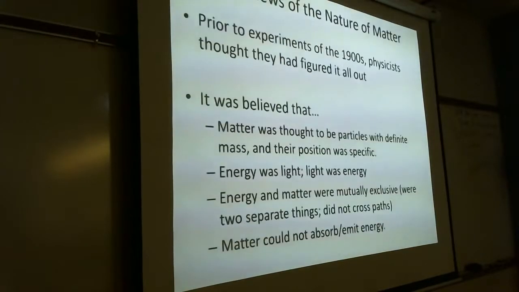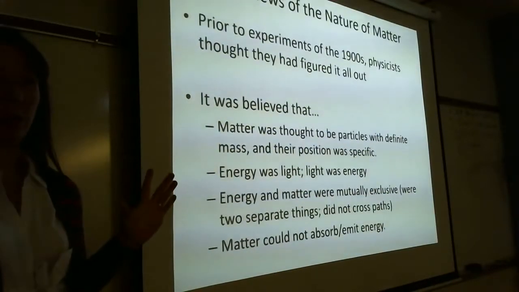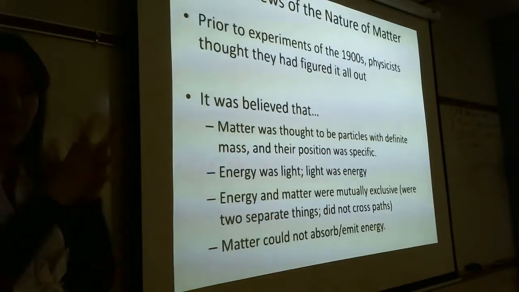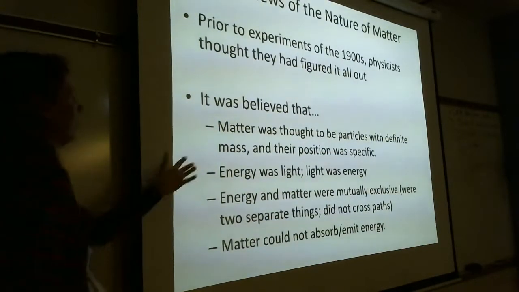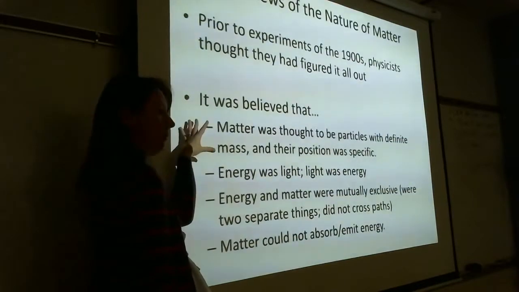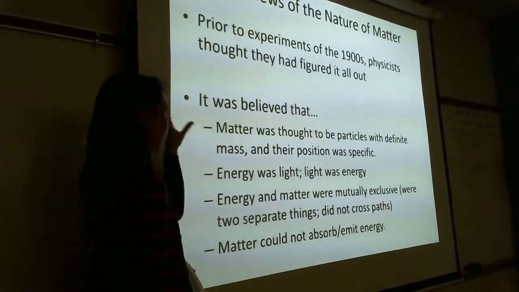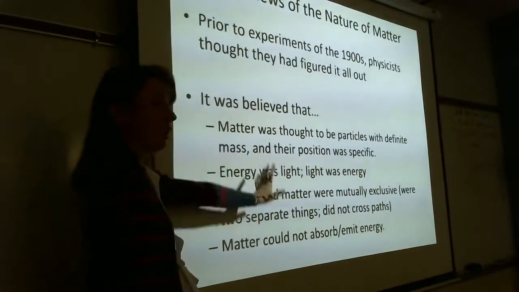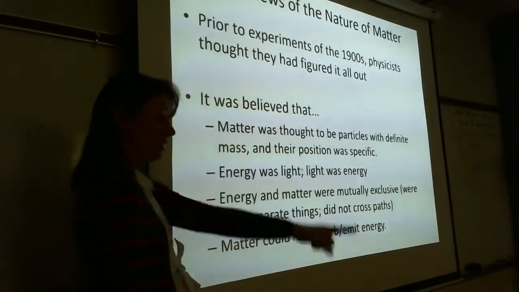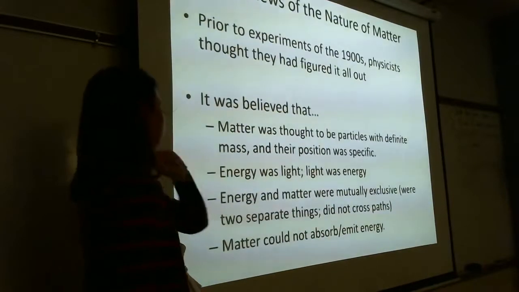Okay, so at the beginning of the 1900s, turn of the century, physicists are kind of arrogant. They thought they had it all worked out. They're like, okay, we can stop studying physics now because we've written the book. We're done. Early 1900s, beliefs about the nature of matter. Matter was thought that particles had definite mass, you know their location, right? I could point to that bottle of water and say, yep, there it is.